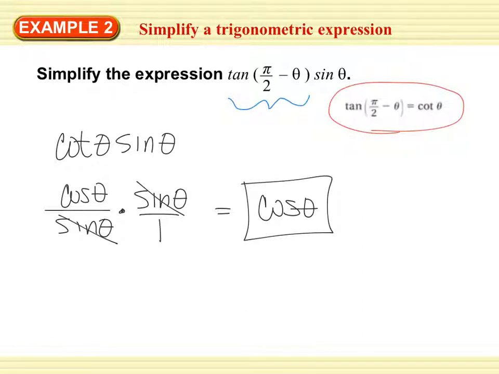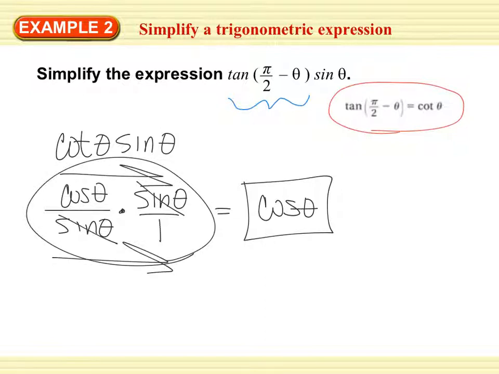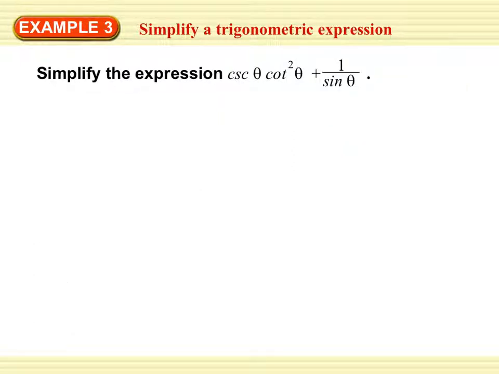Okay? Another way that I could show this is by multiplying across the top and the bottom. Cosine theta, sine theta over sine theta. I can cross those off. Okay, another simplify the expression. What can I do here? Every time I get a problem like this, I just try to look at it and analyze it.